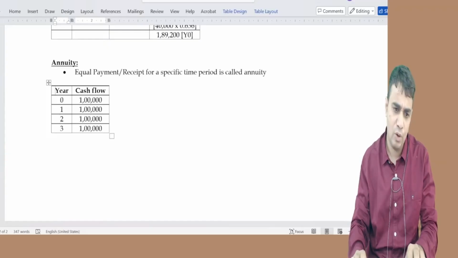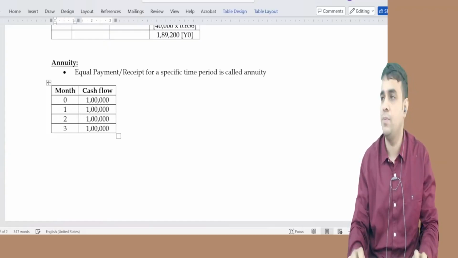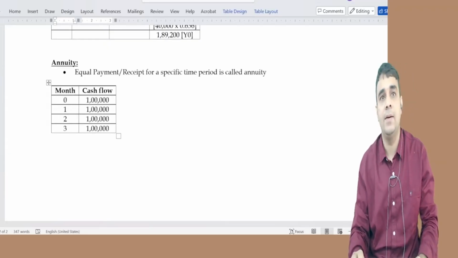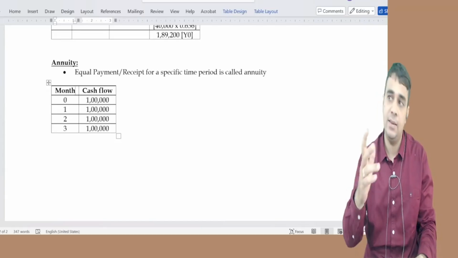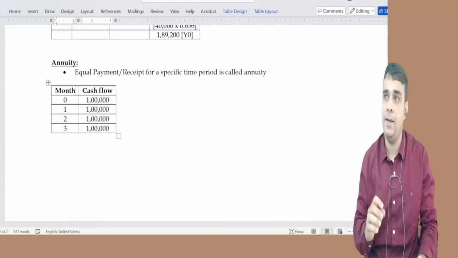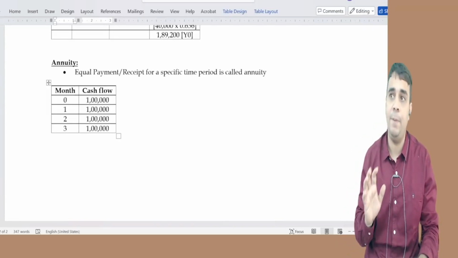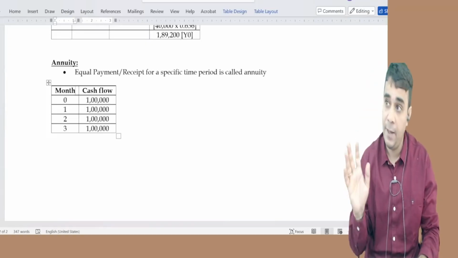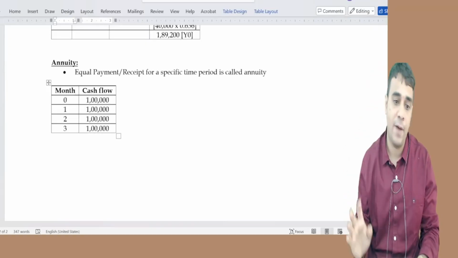Should it be year? No. It can be month also. Every month I am paying. 0 month means today. First month, second month, third month, fourth month, fifth month, sixth month, seventh month. Every month you are paying, then also annuity. Every quarter you are paying, also annuity. Every week you are paying, annuity. Daily you are paying, annuity. Classic example of annuity is rent.